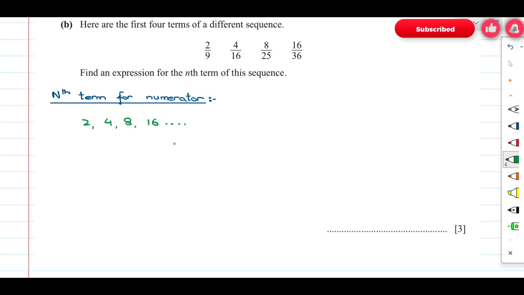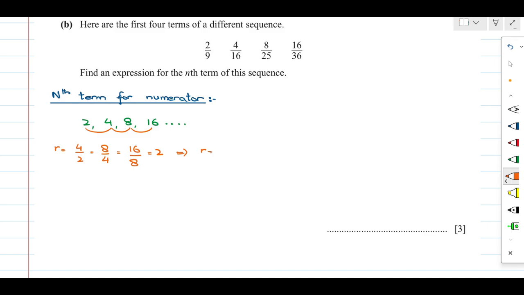This has a common ratio, so the numerator sequence should be a geometric sequence. You can see 2 times 2 is 4, 4 times 2 is 8, 8 times 2 is 16, and so on, right? So it has a common ratio. R is the common ratio: between 2 and 4 is 4 by 2, which is 2. The common ratio between 4 and 8 is 8 by 4, which is also 2. The common ratio between 8 and 16 is 16 over 8, which equals 2. So we get the common ratio for this sequence is 2.